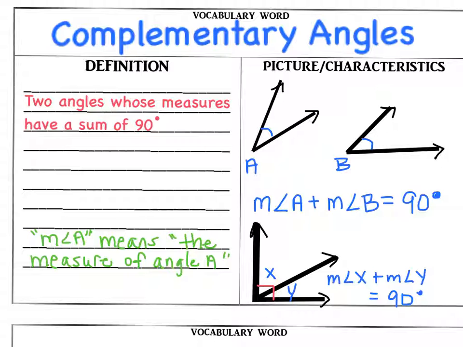The angles don't have to be touching. They could just be two random angles that add up to 90. Well, if they are touching like this, then they would form 90 degrees. So angle X plus angle Y has to equal 90 degrees. So you can see it like this. You would call these complementary, and you could also call these complementary angles. As long as they add up to 90 degrees, they're complementary.